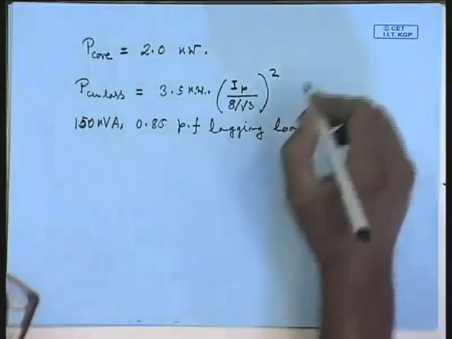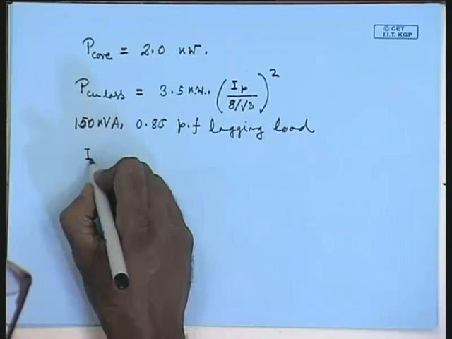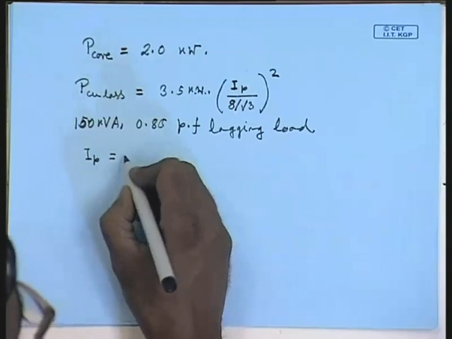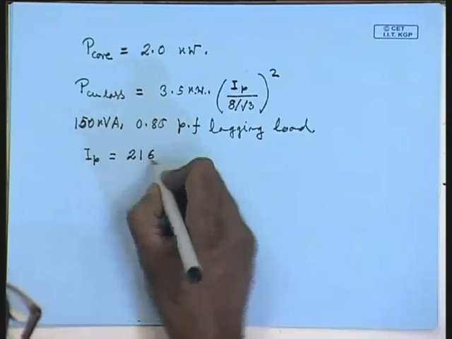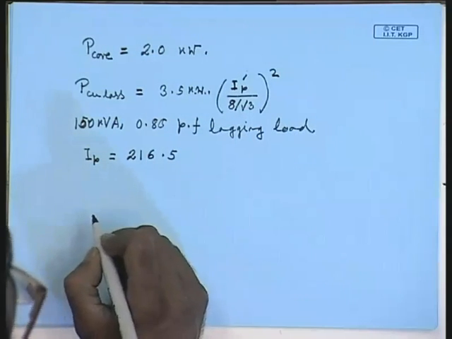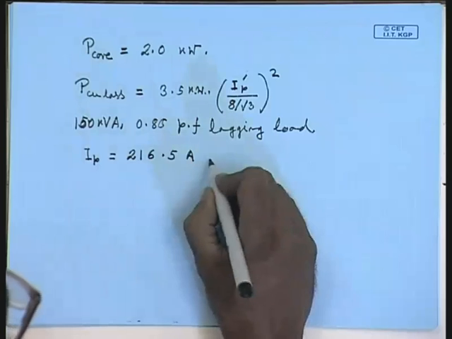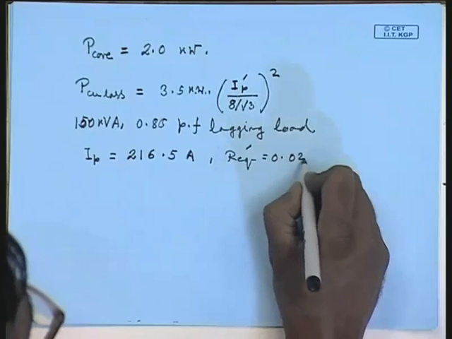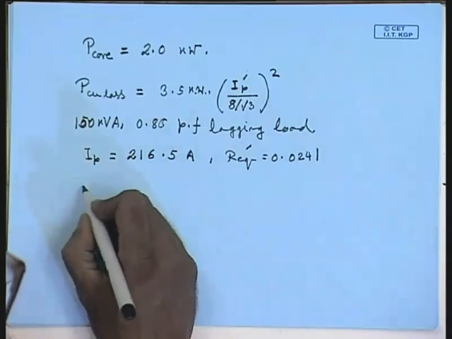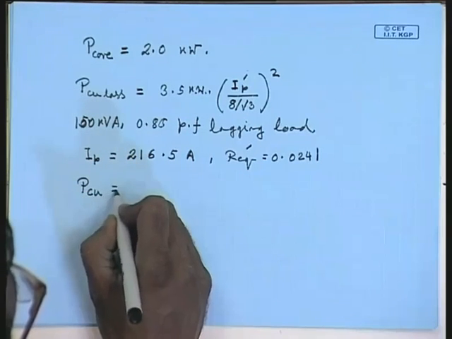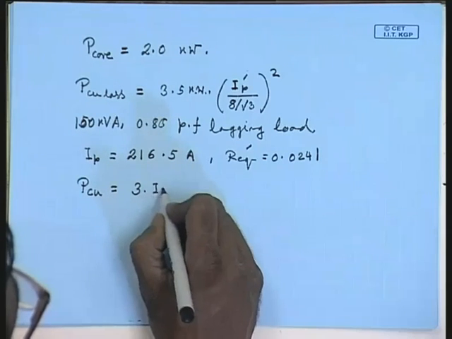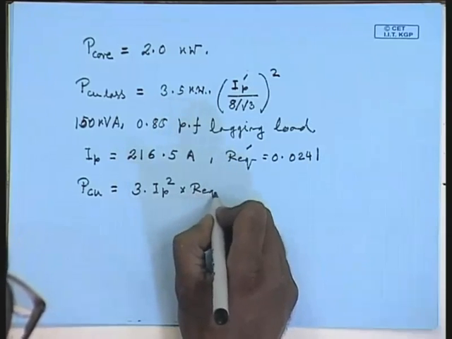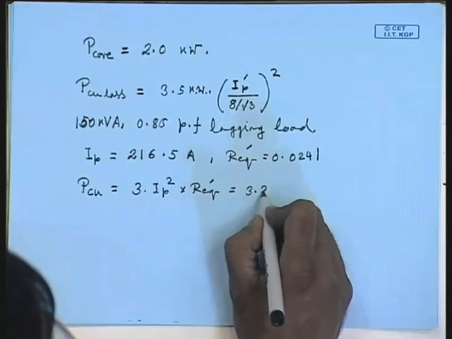we have found that in that case the Ip on the low voltage side was 216.5 ampere and Req dash for this transformer was 0.0241. Therefore, P copper loss under the stated condition was 3 into Ip square into Req dash, and this comes out to be 3.39 kilowatt.